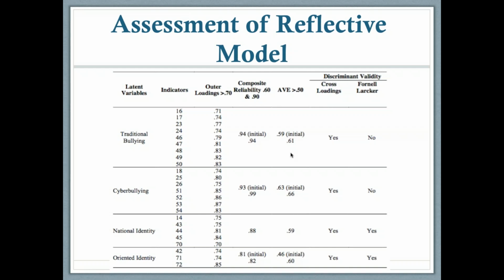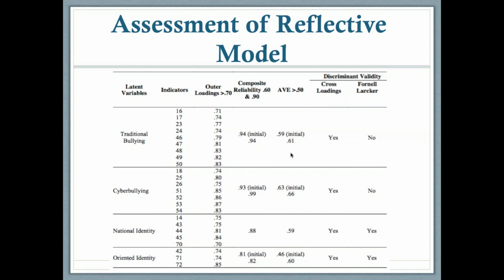And also the composite reliability was supposed to be between 0.60 and 0.90. And if it wasn't, again, some of the items causing confusion were removed, and the model got better, as you can see from composite reliability and AVE values. AVE values are basically the average variance extracted values, like Cronbach alpha values.